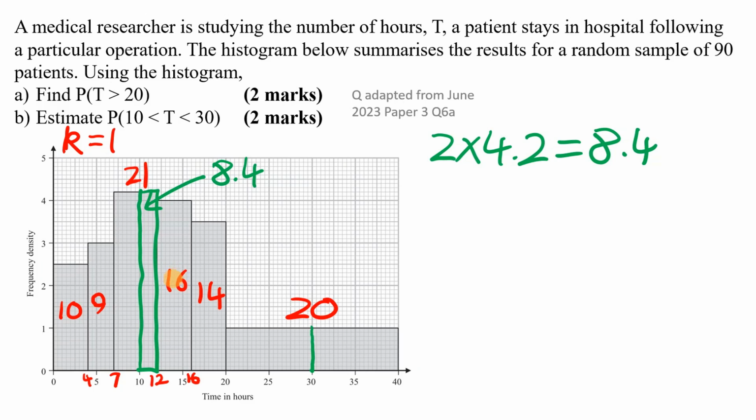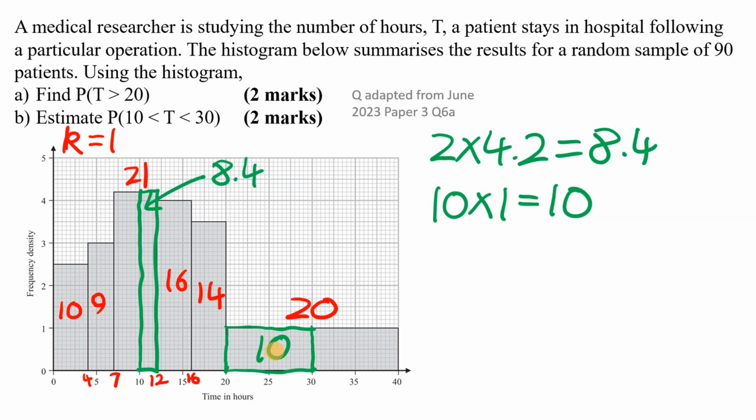We know the area of this bar here is 16, we know the area of this bar is 14, and now we're going to consider the area of this green bar here. So it has a width between 20 and 30, so it has a width of 10, and this is multiplied by the height, which is 1, and 10 times 1 is 10. So the area of this bar here is 10.